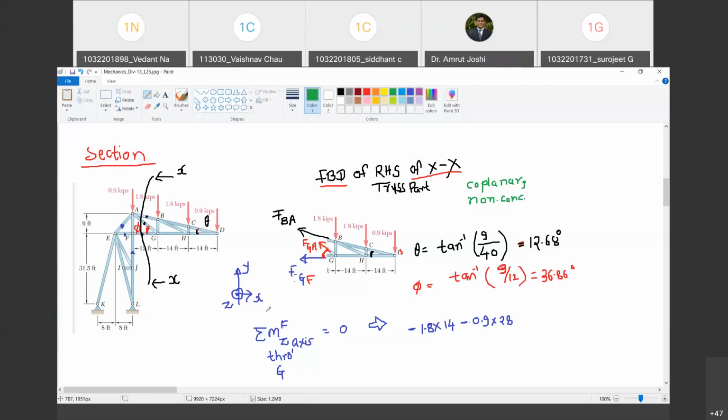So let us do that systematically. I am taking moments of all the forces about the Z axis passing through G under consideration. Keep this in mind. This is the point. What is the moment of this 18 kips force? Tell me. Don't look at the answer which I have written. You look at this 18 kips force and tell me what is its moment about G. 0, because its line of action is passing through point G. Do you agree with me? Yes, sir.